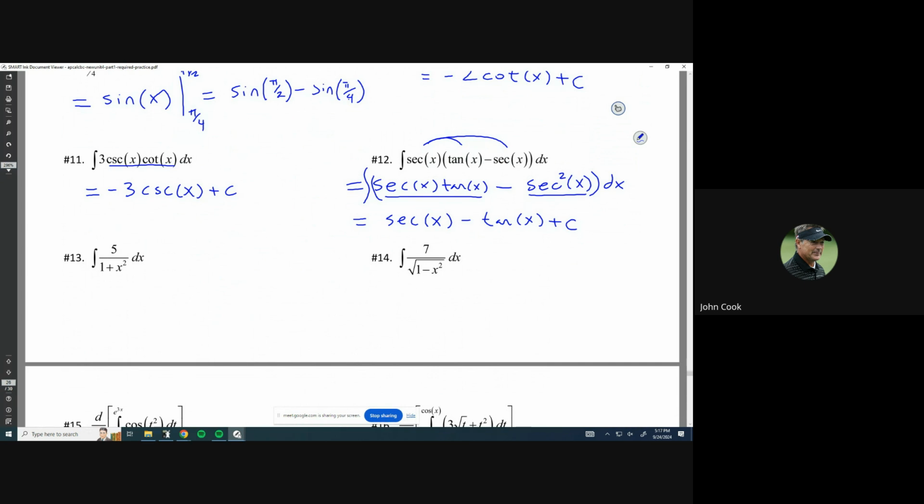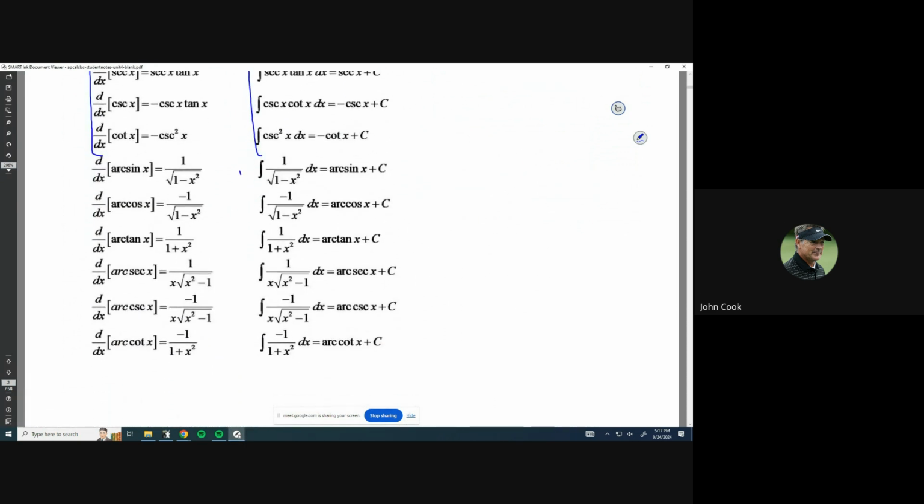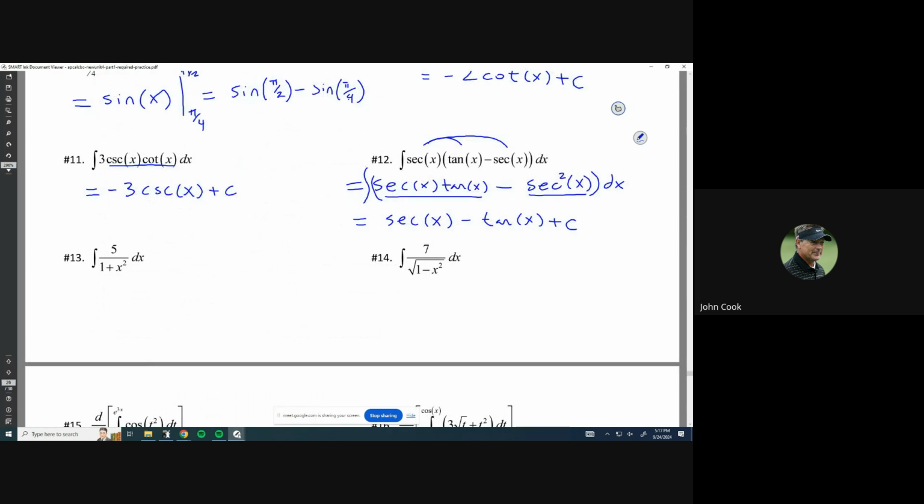Okay, 2 more. This one is arctangent. If you look at the list over here, remember you only have to know arcsine, arctangent, and arcsecant. This one's going to be the arctangent. And it's just going to be 5 times the arctangent, so 5 arctangent of x and then plus c. And then this one is arcsine. So it's going to be equal to 7 times the arcsine of x and then plus the constant c.